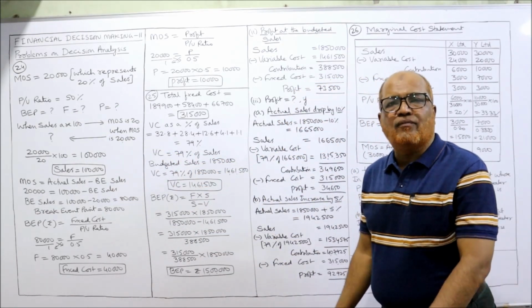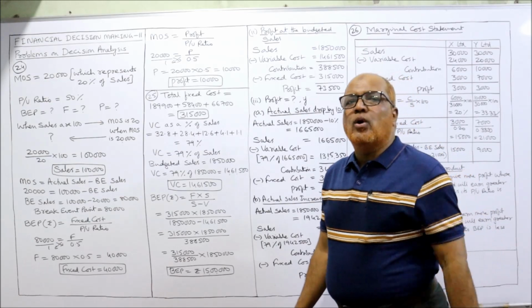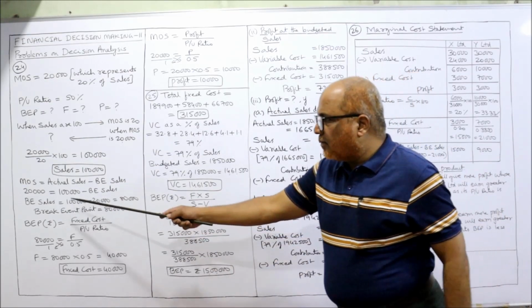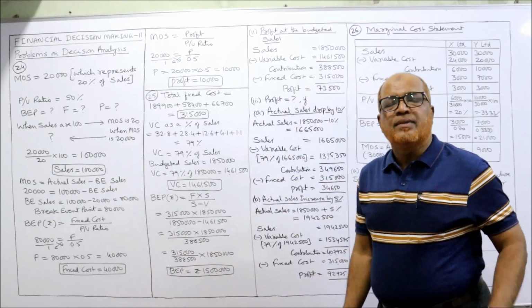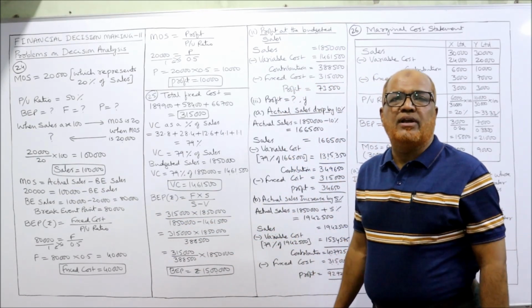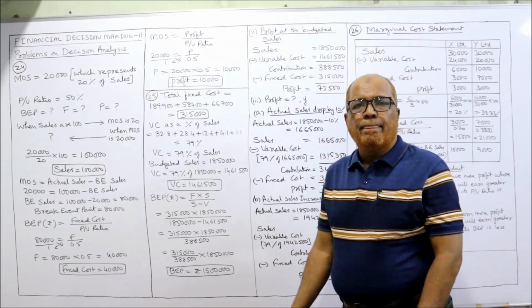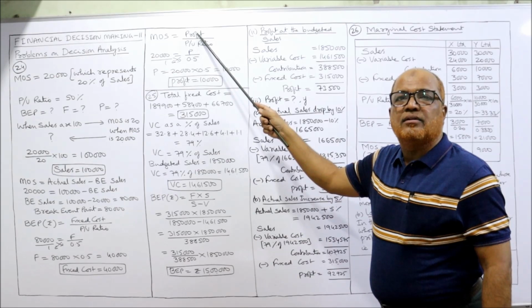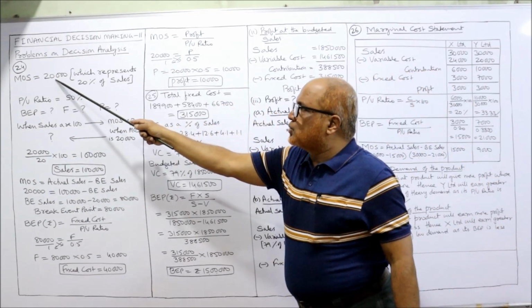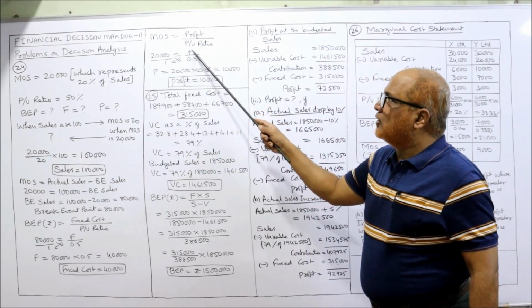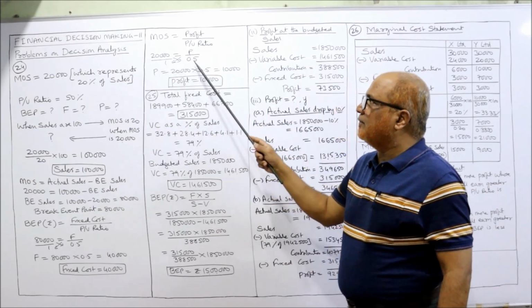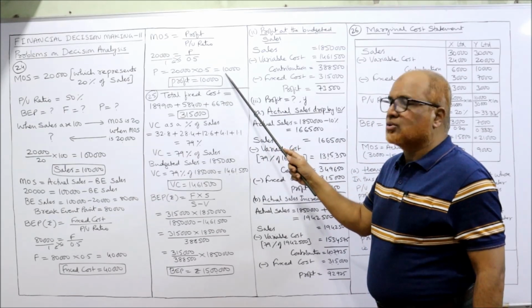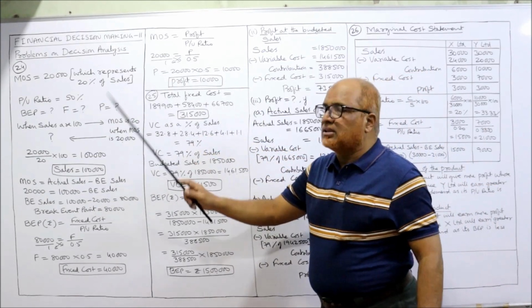Finally, we need profit. The formula for MOS is profit by PV ratio. Two formulas are there. One formula is actual sales minus break-even sales. The second formula is profit by PV ratio. Any formula you can apply. Now I am applying profit by PV ratio, because I need profit. So MOS is 20,000. Profit we have to find out. PV ratio is given as 50%, 0.5. Now cross multiply: P is equal to 20,000 into 0.5, which is 10,000. So we got the profit 10,000. That's all.